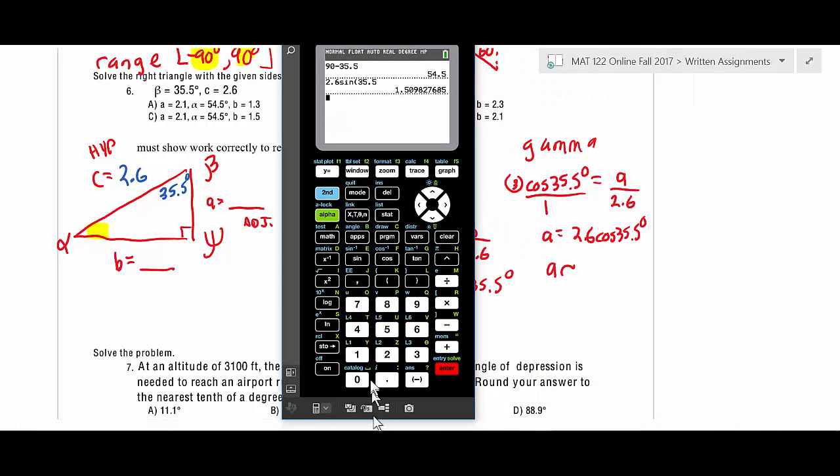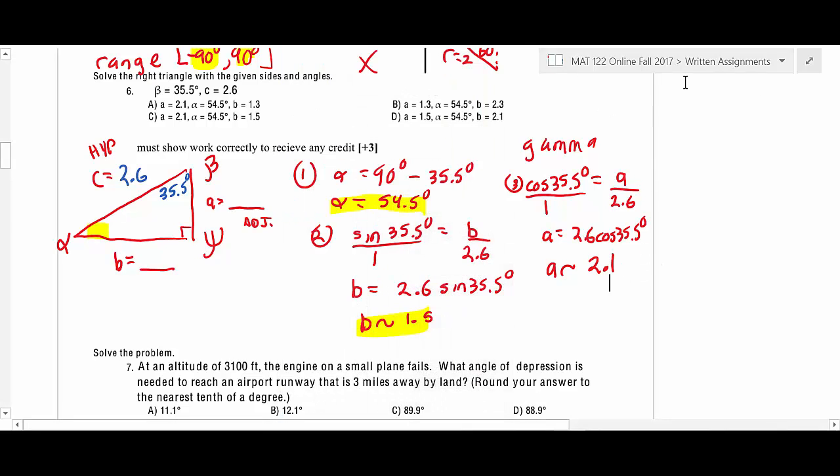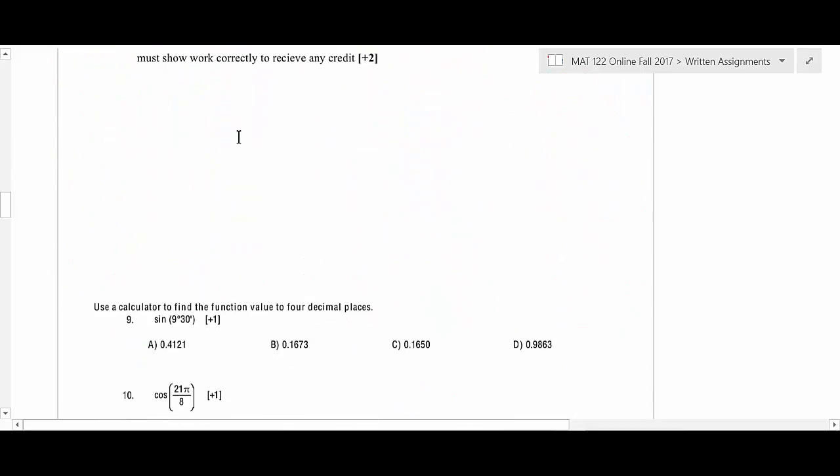Okay, so what we're going to end up having is 2.6 times, let's see, cosine 35.5. And that will give the answer. So we'll round off to 1 decimal. That looks like about 2.1. Then that'll put it all together. All right, so let's see what answer this is. Let's see, what have we got? We got 54.4, 1.5, 2.1. That appears to be answer C. Okay, that's how you would do the right triangle problem on that then.